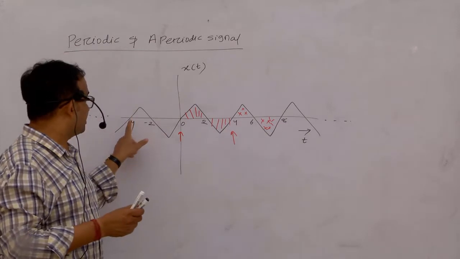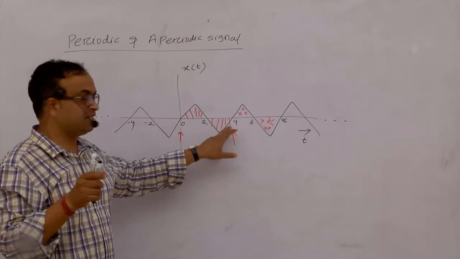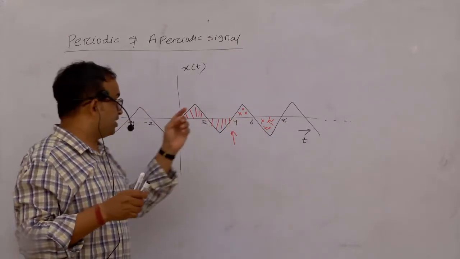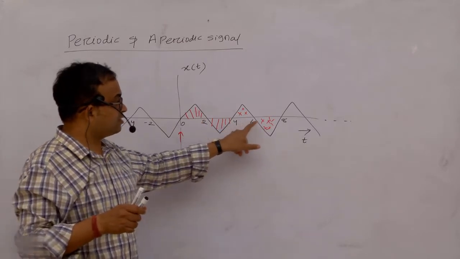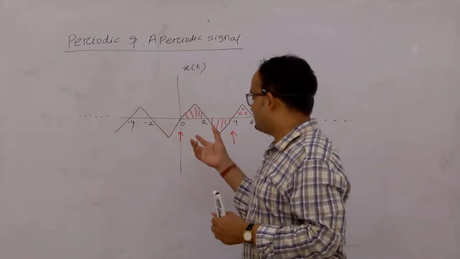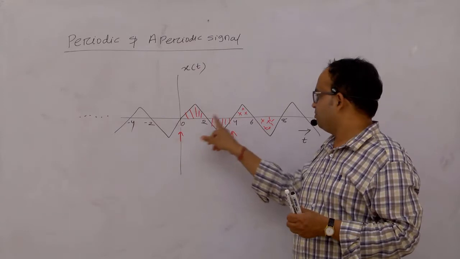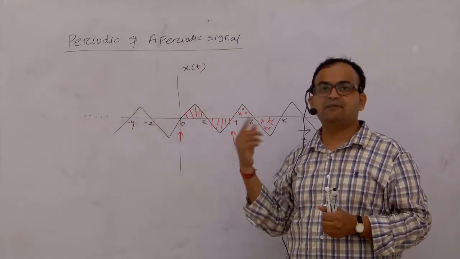From minus 4 to 0, which signal is there? From 0 to 4, the same signal is present. From 4 to 8, the same signal is present. We can take any value. We can also take 2 to 6, which signal is there? 6 to 10, the same signal is there, right? So now we can find that after every 4 units of time the signal is repeating, right?